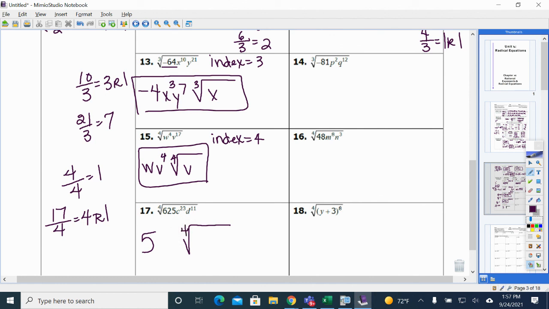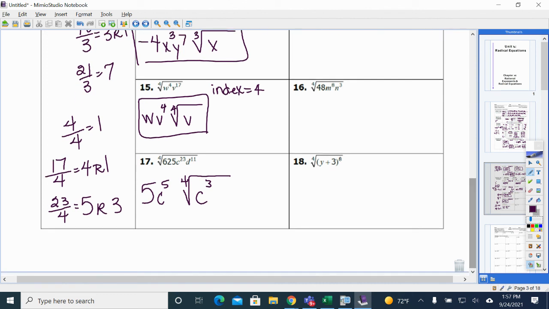The exponent on the C is a 23. We're going to take 23 divided by 4. Well, how many times does that go evenly? 5, because 4 times 5 is 20, leaving me with a remainder of 3. So C to the 5th on the outside and C to the 3rd on the inside. And then for the D's, 11 divided by 4. How many times is that going to go evenly? I'm going to say 2. 4 times 2 is 8, 9, 10, 11. Remainder 3. So D squared on the outside, D cubed on the inside.